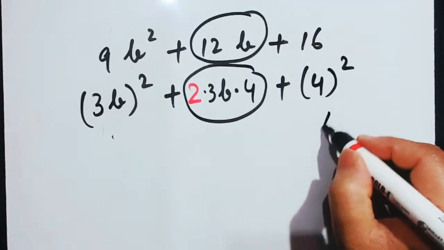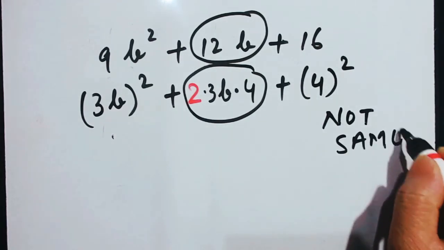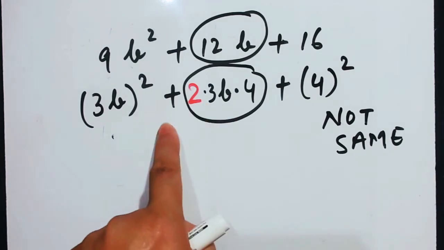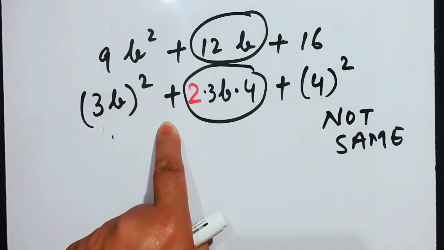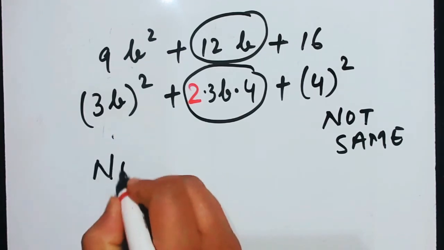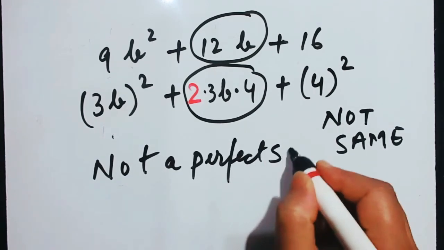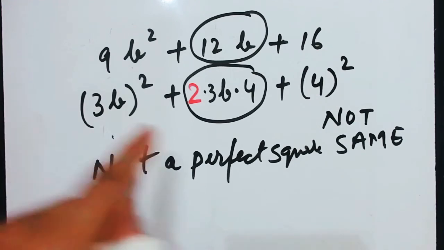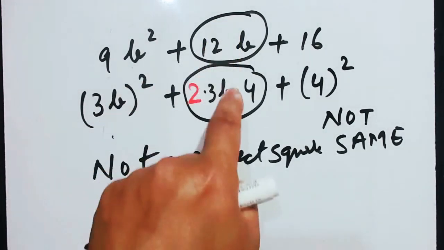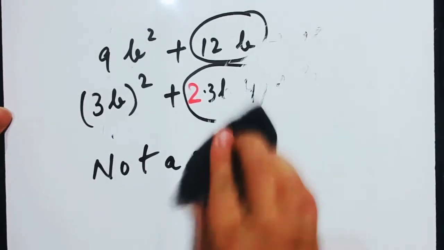They are not the same. Since they are not the same, this means this cannot be put in the formula a plus b whole square. Therefore, I would say it is not a perfect square. Had these two been equal, then it would have been a perfect square, isn't it? Let us check some more so that we get a better grasp of what we study.